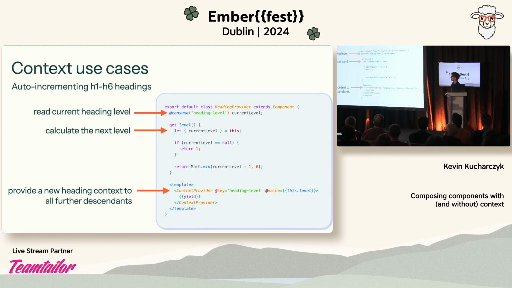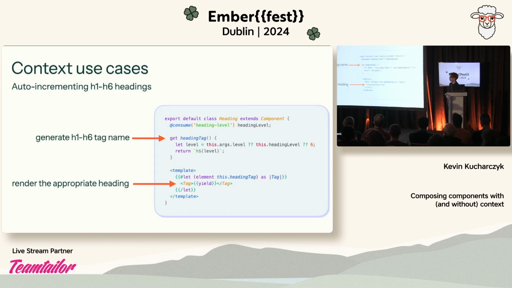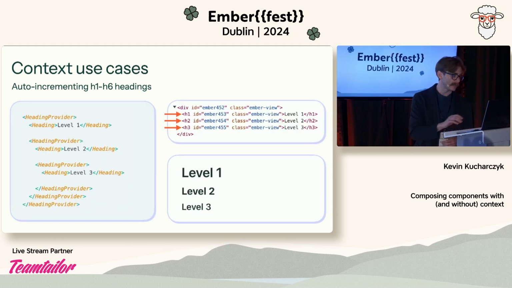So we can write a provider that reads the current provider level if there is one above it, and then increment it so that all further children will have the next level. It then provides that context, and inside it we can render headings, which simply read the context and then render the appropriate heading tag.